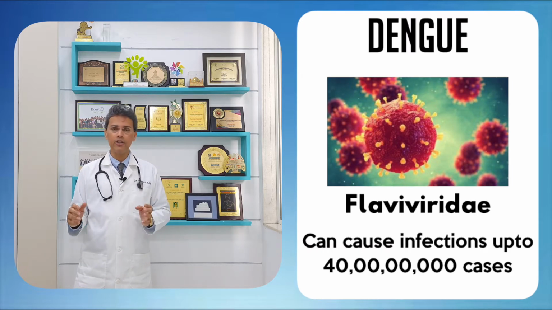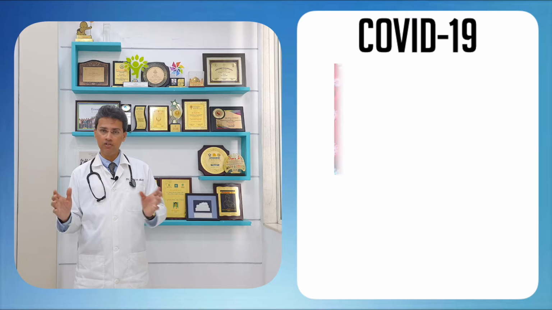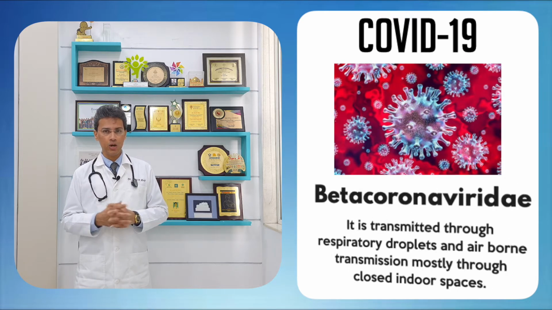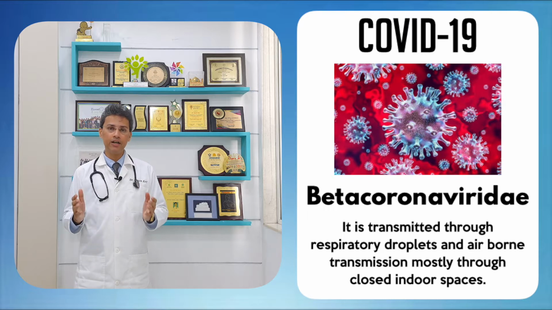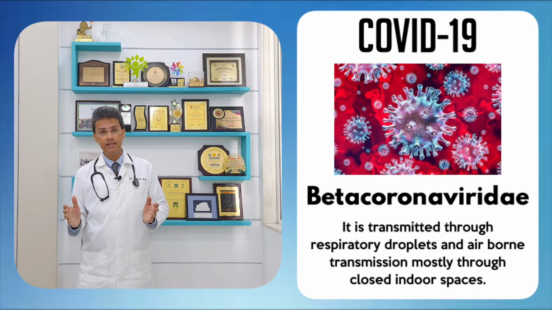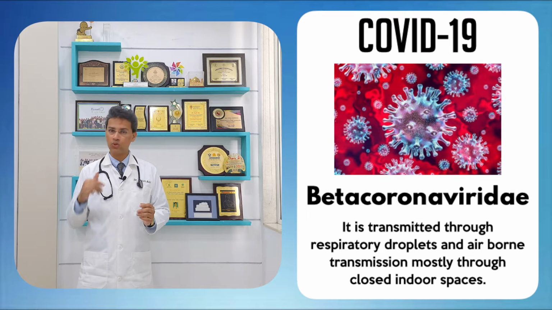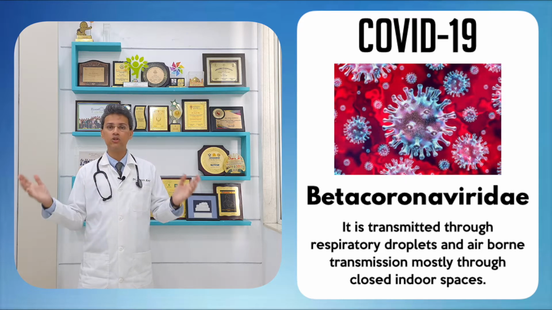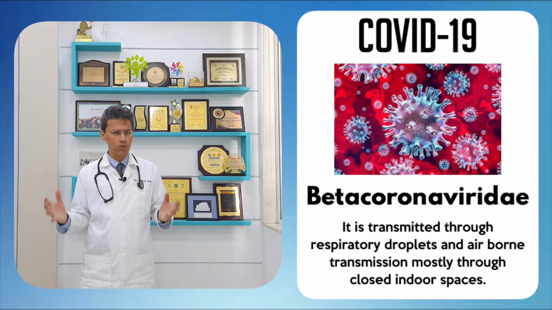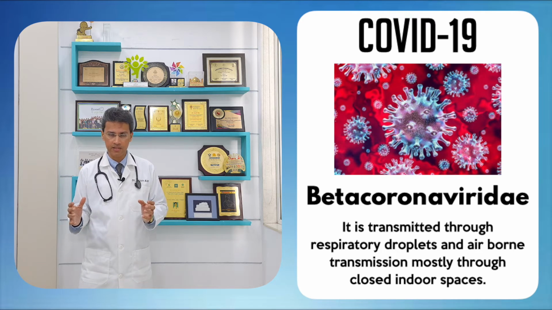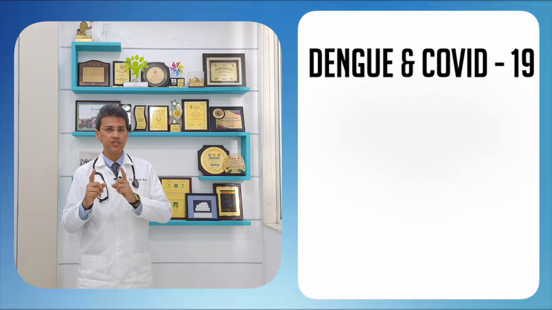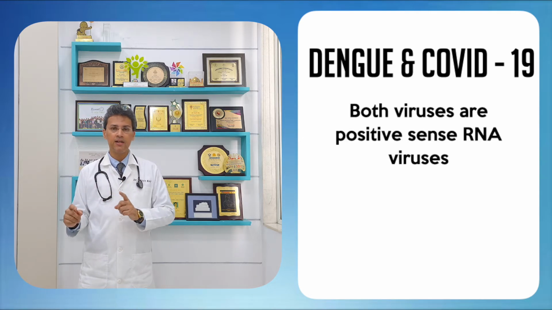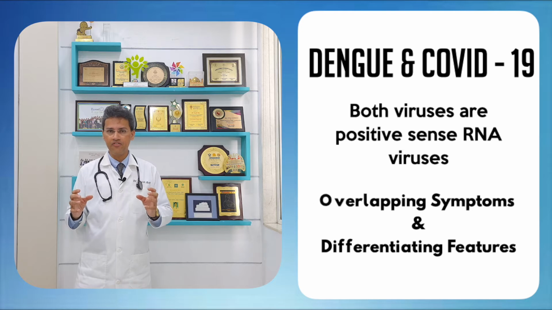On the other hand, COVID-19, caused by the novel coronavirus found in 2019, is caused by a virus belonging to the beta coronaviridae family, and this virus is largely transmitted through respiratory droplets and also through airborne transmission, mostly in closed indoor spaces.